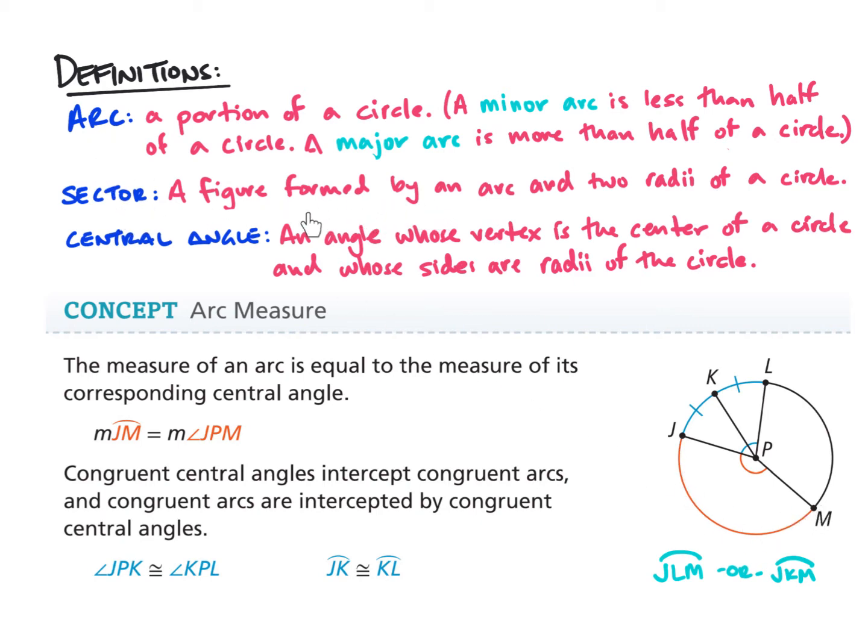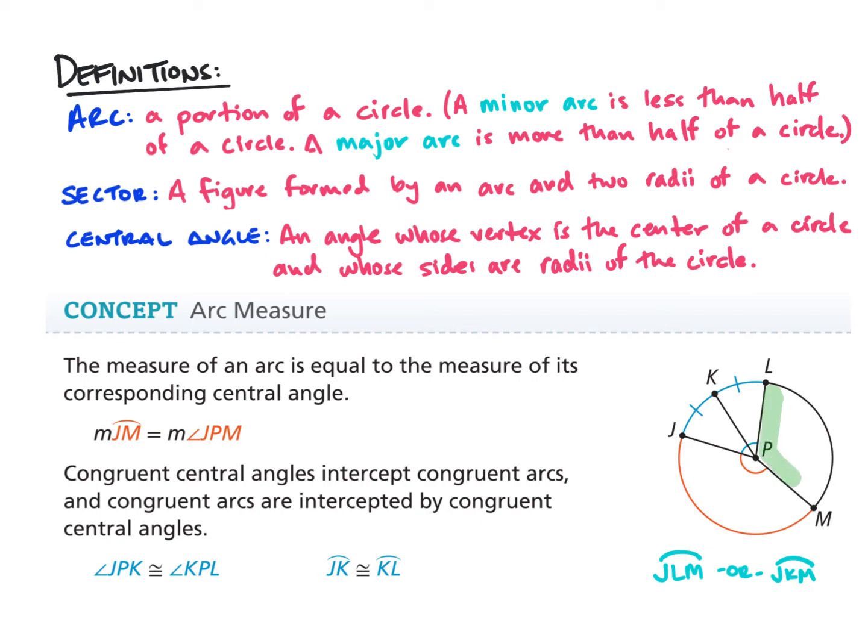Sectors, I think of it like it's almost like a slice of pizza or a slice of pie out of a circle. It's a figure that's formed by an arc and two radii of a circle. So for instance, if I look at arc LM here, and I look at the radius going from P to L and from P to M, if I use those three things as the boundary, what I would be enclosing is a sector.